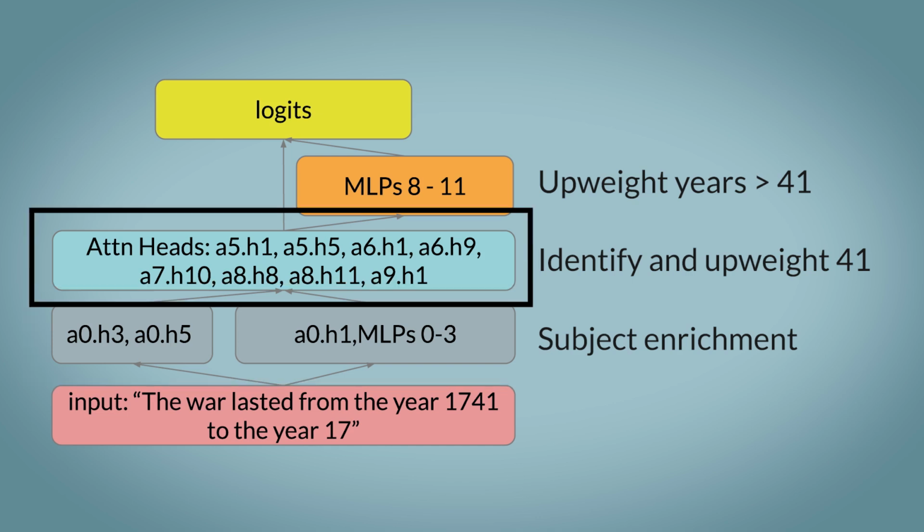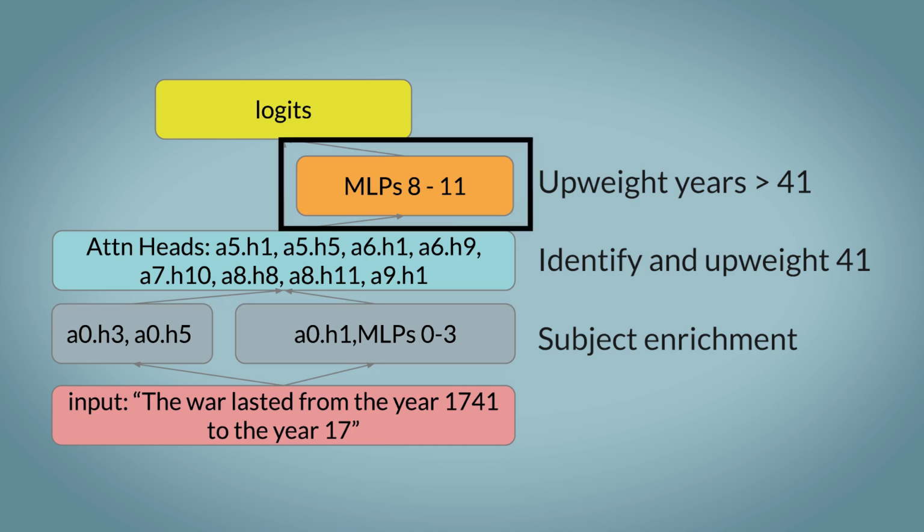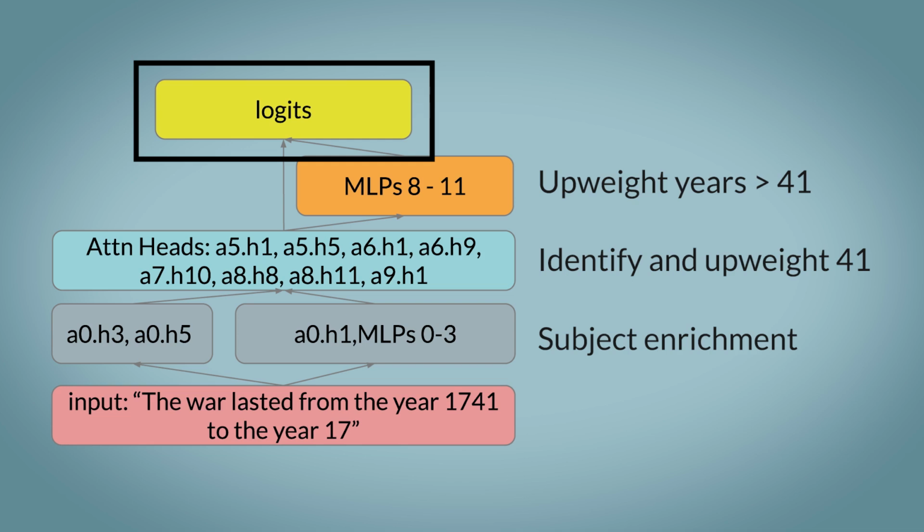In the following step, things become very interpretable. The output of the last step is passed to a group of attention heads, shown in blue, that attend to the token 41 in the sentence, identifying it and making that token more probable in the output. Finally, the output of that step is passed to another set of model components, that is, 4 multilayer perceptrons or MLPs. These 4 components give more probability to the correct years, those that are greater than 41. By the end of the model's forward pass, the model has determined the correct output.